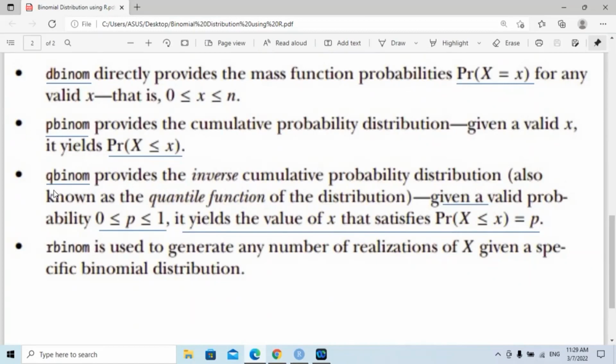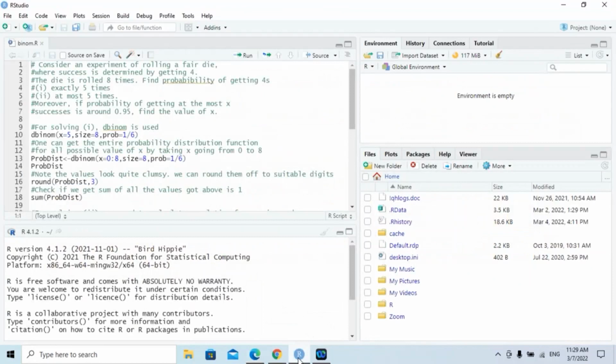Let's go to R and try to solve that exercise. So this is my RStudio. Here I have already created the binom.r file in which I have written certain commands with the help of the functions dbinom, pbinom, qbinom, and so on. You can check over here that I have also written the exercise in the comments of this source file, just to have that question in front of us.